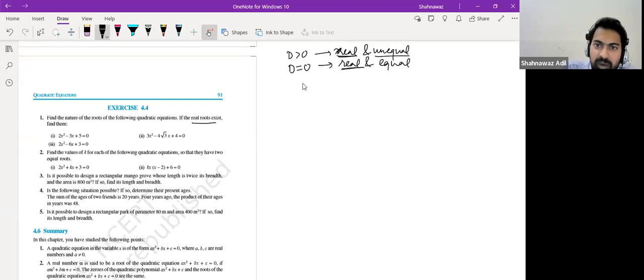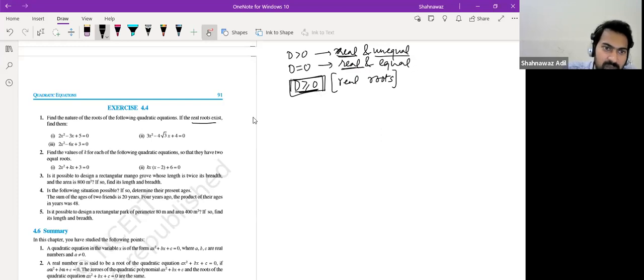So these two conditions give the real roots. If we combine them, this will be the condition, D greater than or equal to 0, that gives real roots. So this condition we have to identify. Right, guys?